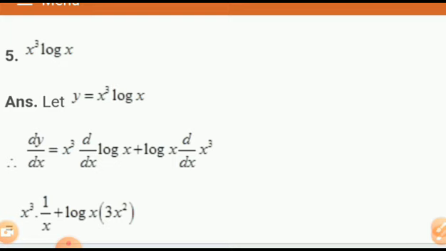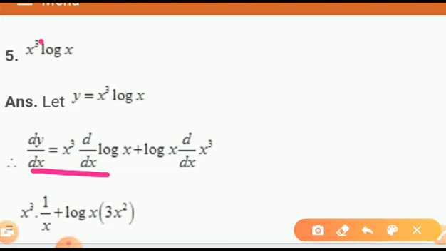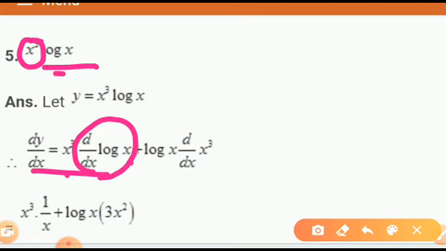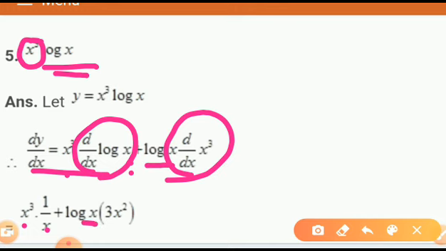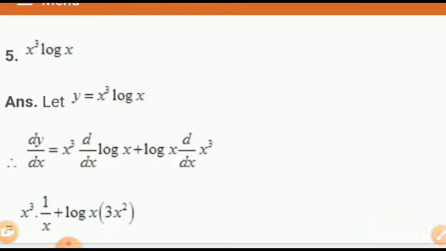Find what is dy by dx. So dy by dx will be first into derivative of second. So x cube into derivative of log x plus log x into derivative of x cube. So x cube as it is, derivative of log x is 1 by x plus this log x as it is, derivative of x cube is 3x square. Okay, so this will be the value of your dy by dx.